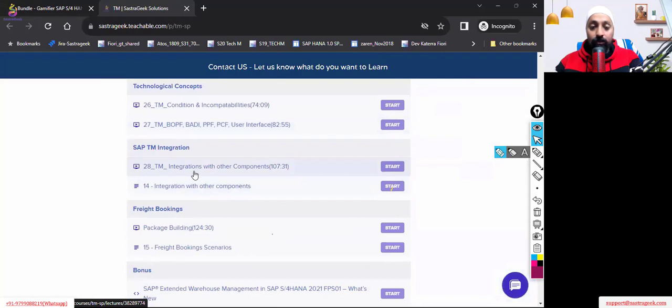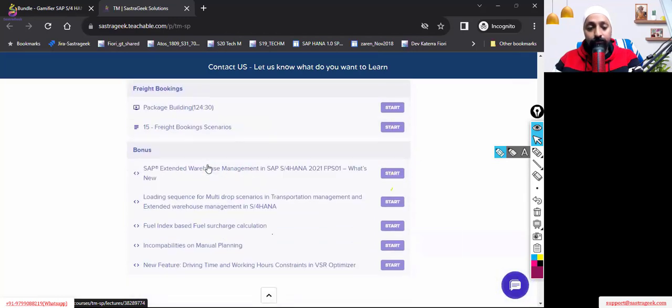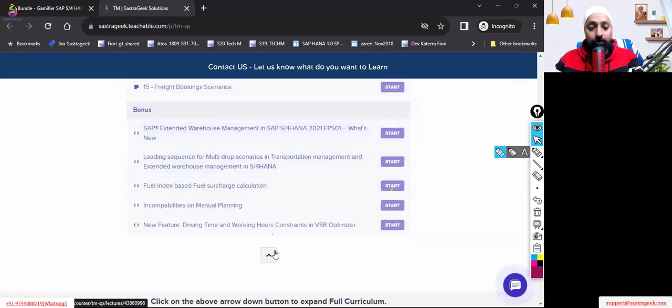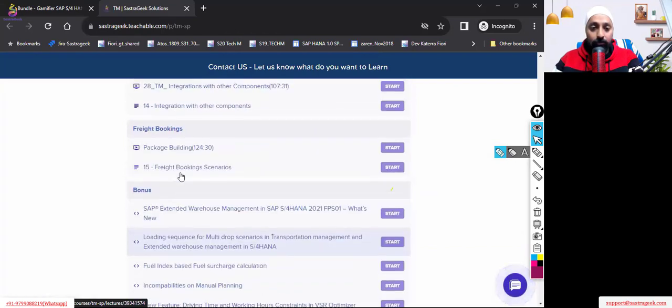TM integration with other components has been covered here, as people were asking a lot about integration aspects. But that is theoretical; we will not be able to show it in the system. LBN integrations we have covered in this. A few more articles are there, which we have put in the bonus.